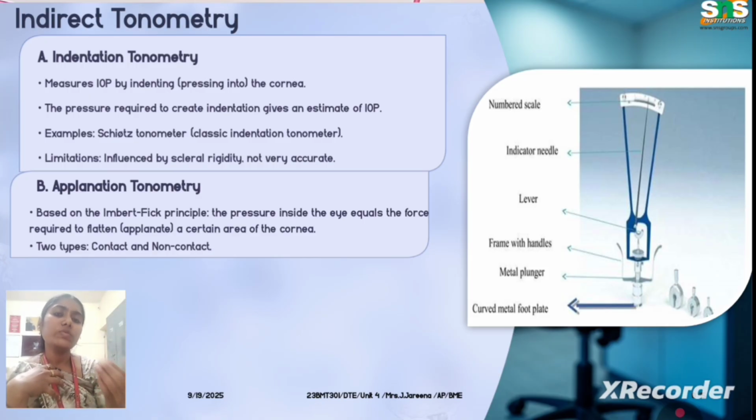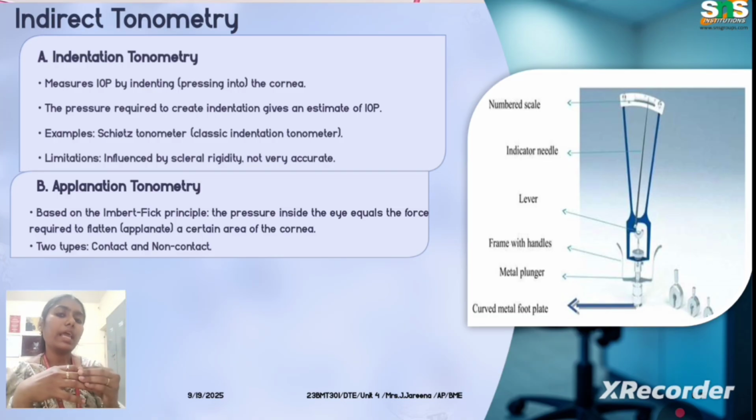In that case we have two types: one is the indentation tonometer, another one is the applanation tonometer. With the indentation tonometer, we measure IOP by pressing into the cornea. The pressure which is required to create the indentation gives you the output, that is intraocular pressure. I have given an example here. The limitation is that it is influenced by the thickness variance of your cornea.